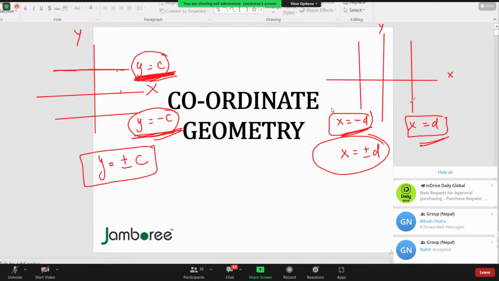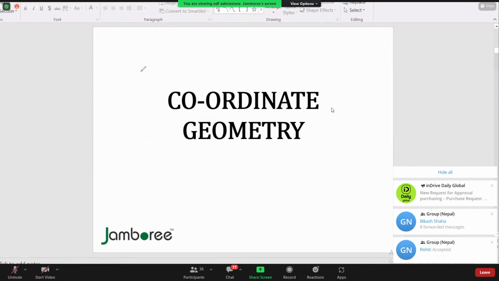Similarly, if you look at the graph on the right-hand side, x equals d implies the x coordinate on this complete line will remain the same. The y coordinate will keep on changing. Similarly, the x coordinate on this line will always remain the same as minus d. The y coordinate can be anything. That is why we are fixing the x coordinate or the y coordinate as something and then relating out the equation of the line. So just remember that. Now try out this question, please.